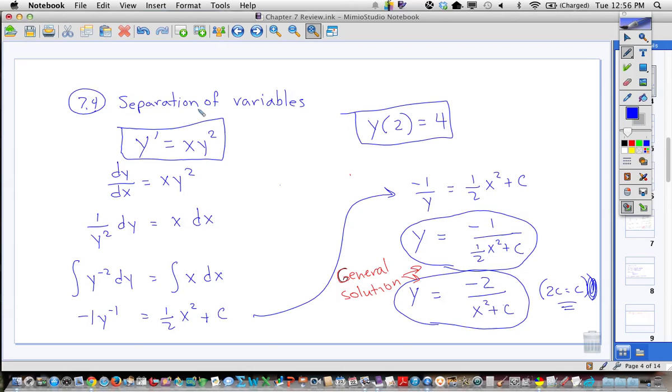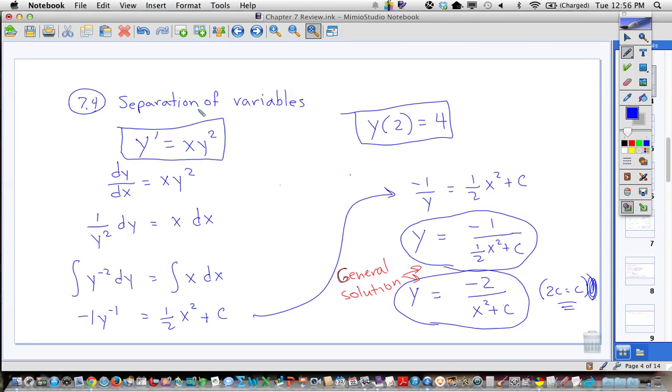Now if you want to clean it up a little bit, multiply top and bottom by 2, that kind of thing. If you multiply by 2, you get 2c. You can still call that c, that's fine. Either one of those is acceptable. That's your general solution once you get the y by itself. Because remember, the solution to a differential equation is the original function y written by itself.